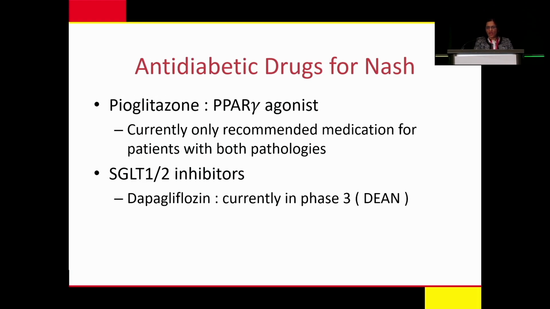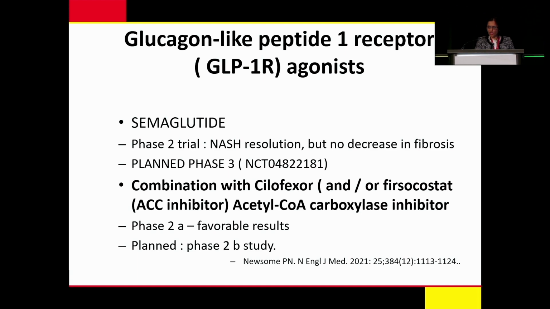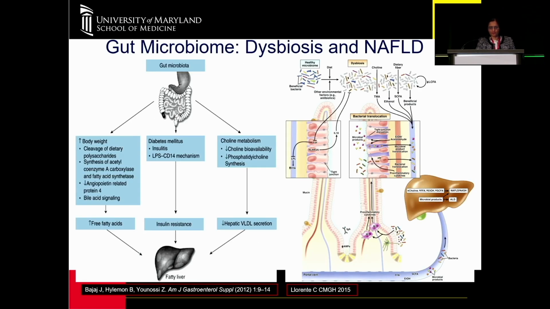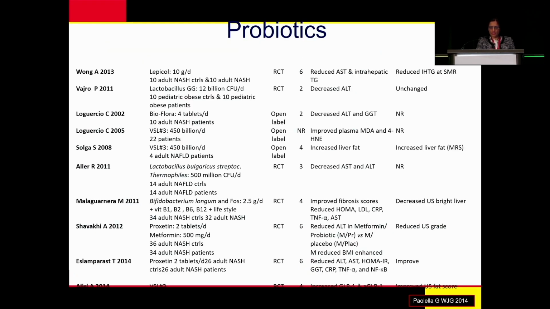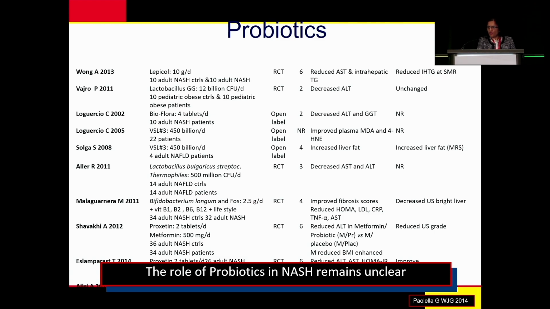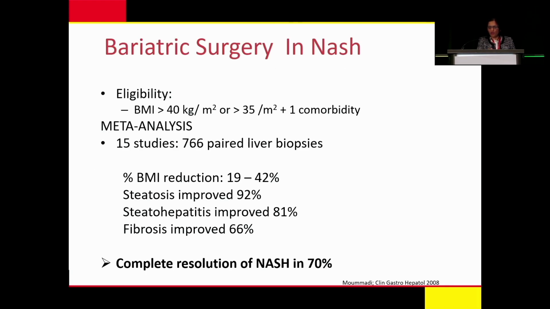Just want to talk briefly about anti-diabetic agents for NASH. Pioglitazone is currently the only agent that's approved for both pathologies, and there are other agents that are also in trials. Semaglutide, this phase 2 trial was recently published in the New England Journal of Medicine, and it is planned for a phase 3 trial with cilofexor. There's a lot of interest in the role of the gut microbiome, dysbiosis, and NAFLD, but currently there's really no convincing data that probiotics are useful.